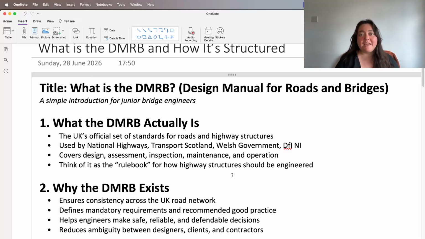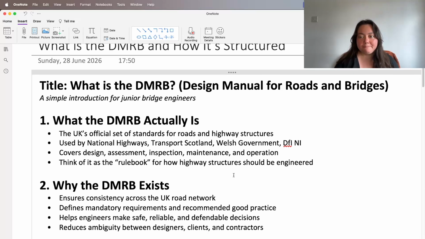Today we're looking at something every bridge engineer needs to know in the UK, and that is the DMRB, otherwise known as the Design Manual for Roads and Bridges. If you're new to the industry, the DMRB can feel huge and confusing, but once you understand how it's structured, it becomes much easier to navigate. Let's break it down simply.